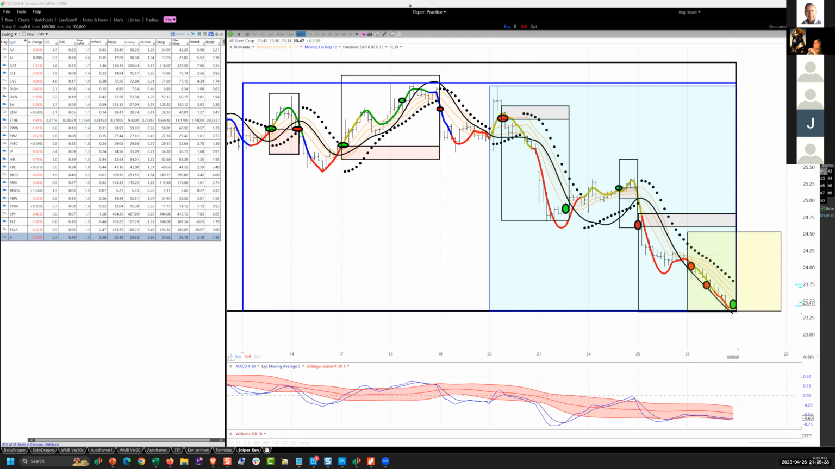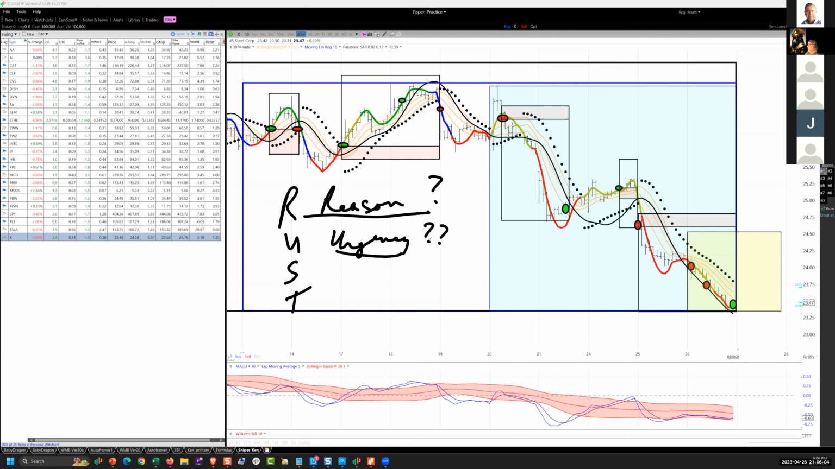Hey, in the chat, remind me what the acronym RUST now means. What was the R? Reason. What are their reasons or their rationality? U was the urgency. So why do they want to buy or sell? What are the reasons it could be? What is the sense of urgency they might have as indicated by price action?